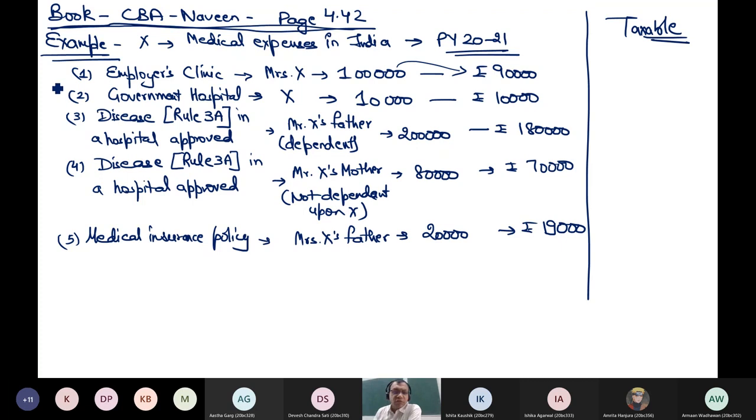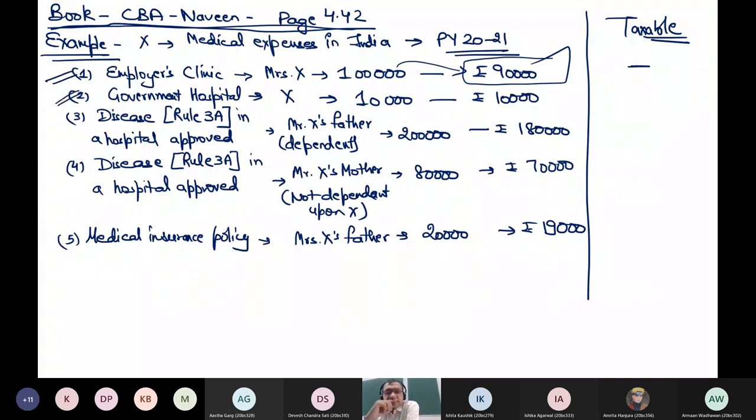Now, in first point, can you tell me how much is taxable? You can note down this question later. After having a look at your screen, how much is taxable? Nil. Why? First of all, member of the family, then employer's own clinic. Employer's own hospital or clinic, same thing. So there is no tax on 90,000. It is tax free.